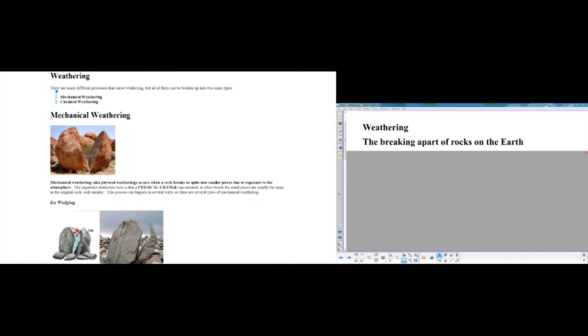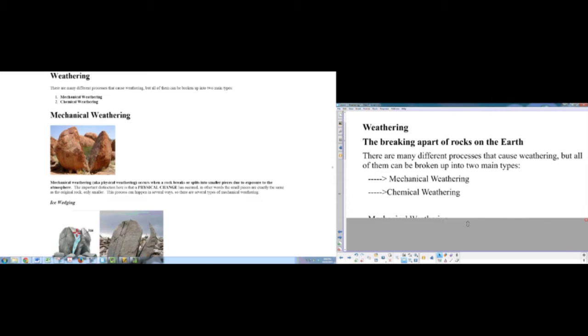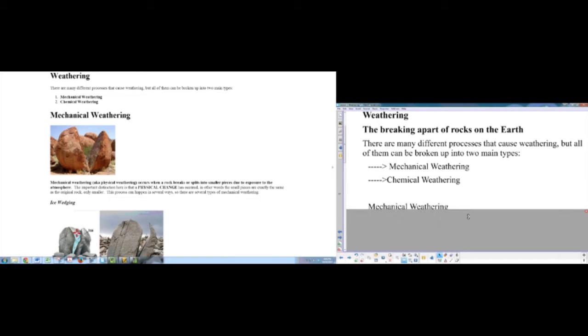Now, there are many different processes that cause weathering, but they can be broken up into two main types. First is mechanical weathering. Second is chemical weathering. So everything we're going to talk about after this is either going to be mechanical weathering or chemical weathering. There are many processes, but they all can be broken into two main types. So first, we're going to talk about mechanical weathering.